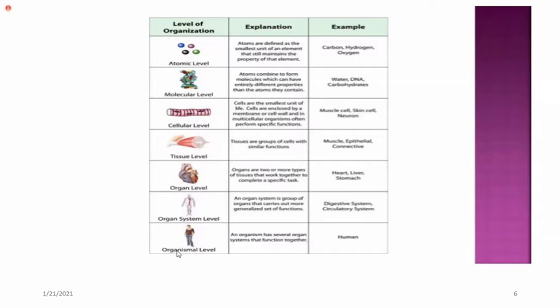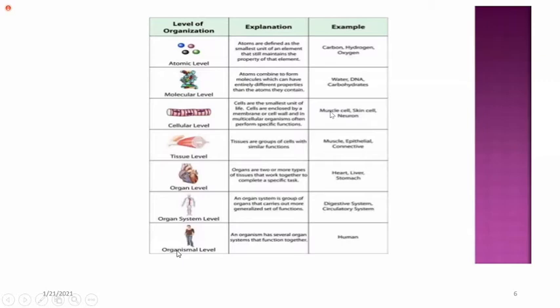Next comes the cell. Cells are the smallest unit of life. Cells are enclosed by a membrane or cell wall, and in multicellular organisms often perform a specific function. These cells have different functions, like muscle cells, skin cells, neurons. The muscle cells have the function of contraction and relaxation. Skin cells will have different functions. Like that, the function is specific to that particular cell.